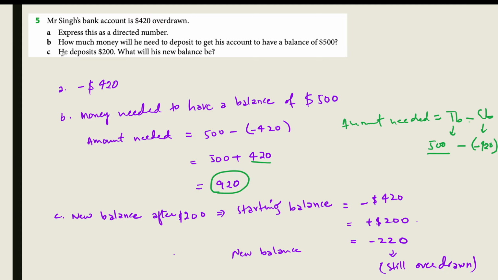The third part of the question is: he deposits $200. What will his new balance be? When he deposits 200, the starting balance was minus 420, then $200 is added. What we are left with is minus 220. So it's still overdrawn. It means if we deposit $200, we still owe the bank $220. We are still in debt to the bank of $220. I hope the question is clear and it is making sense for you all.